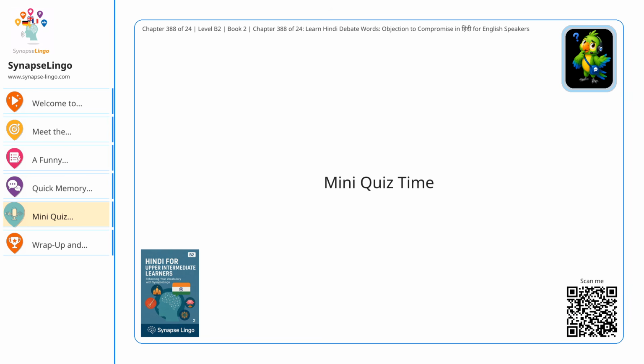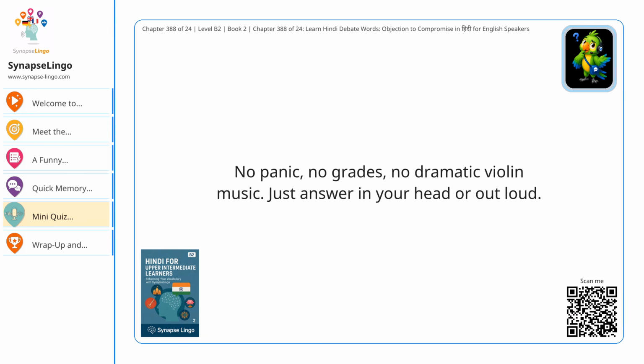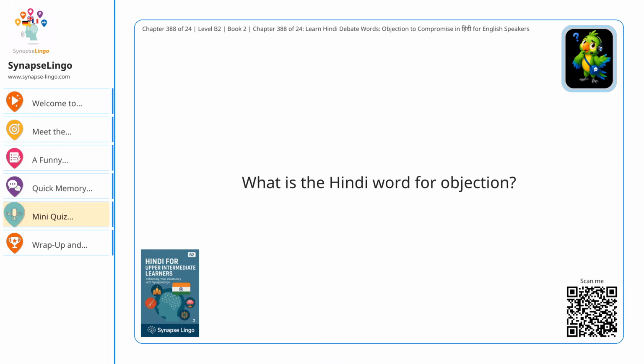Mini quiz time. Okay, your turn. No panic, no grades, no dramatic violin music. Just answer in your head or out loud. What is the Hindi word for objection? आपत्ति. What is the Hindi word for influence? प्रभाव. What is the Hindi word for pressure? दबाव. What word means compulsion or forcefulness? जबरदस्ती.